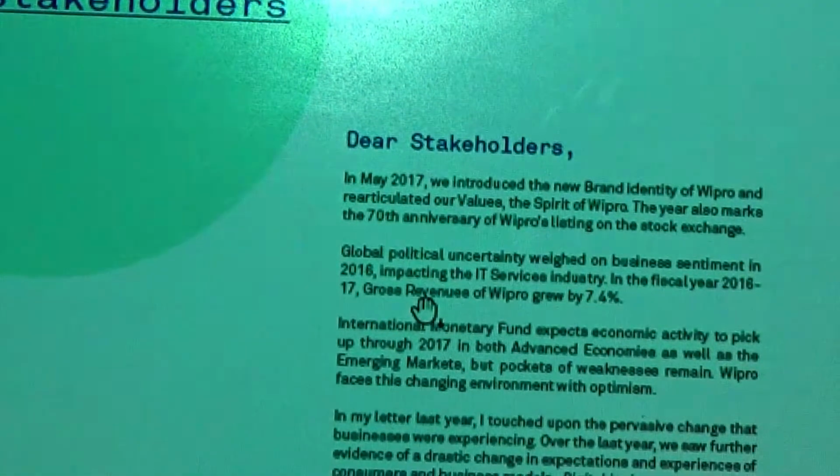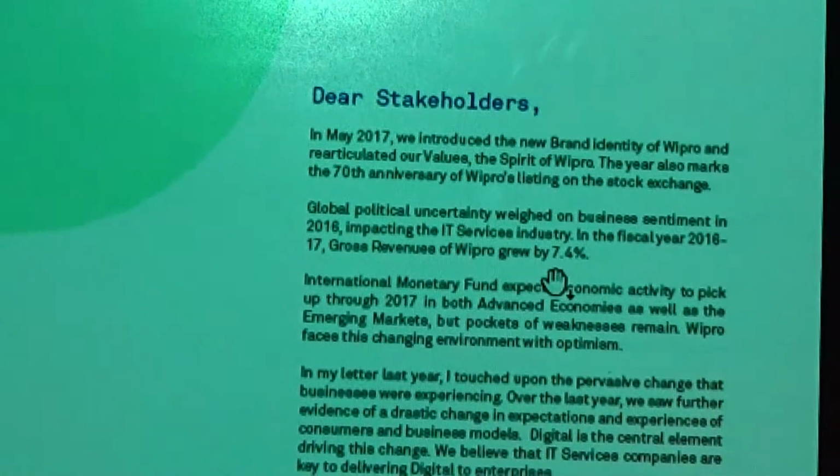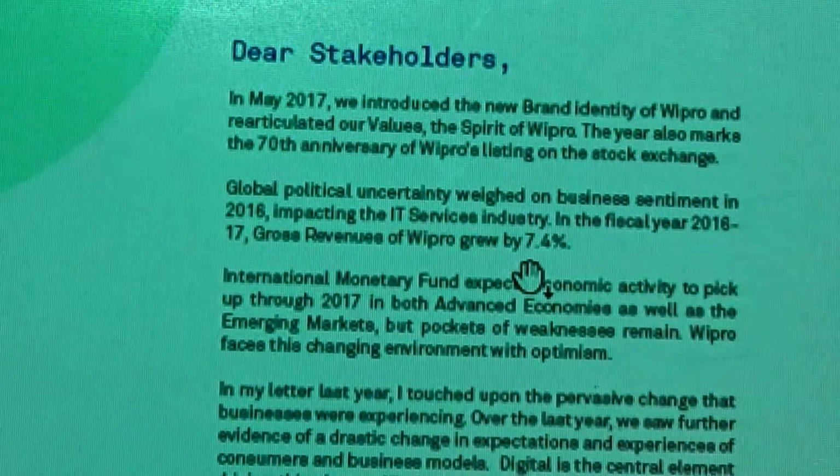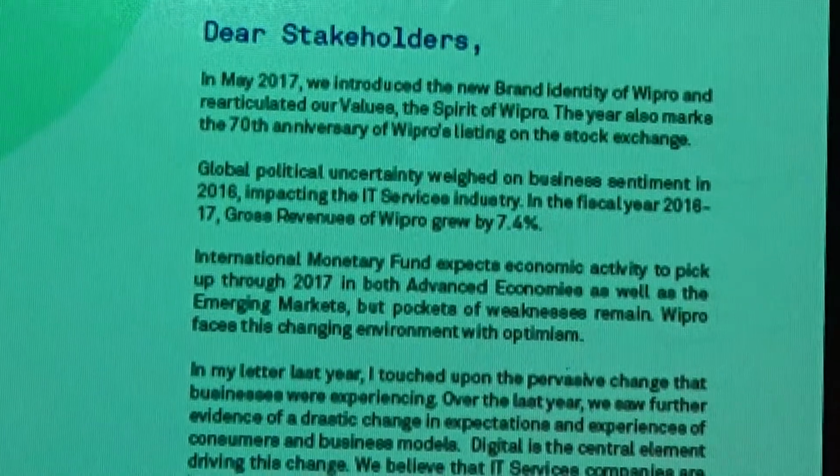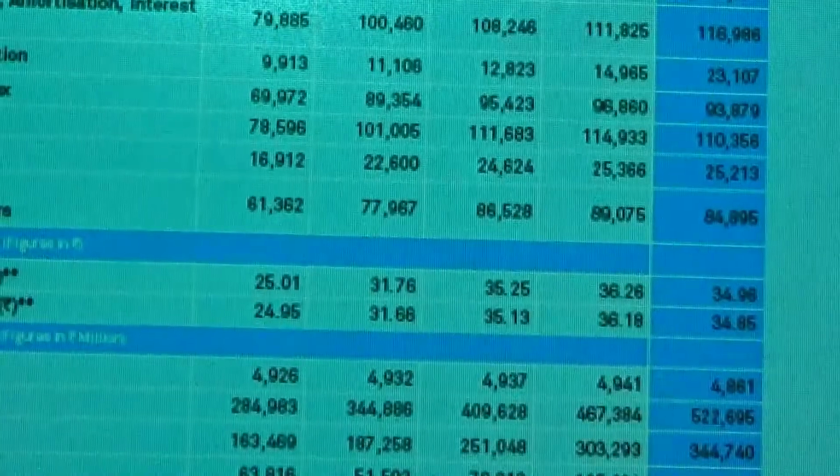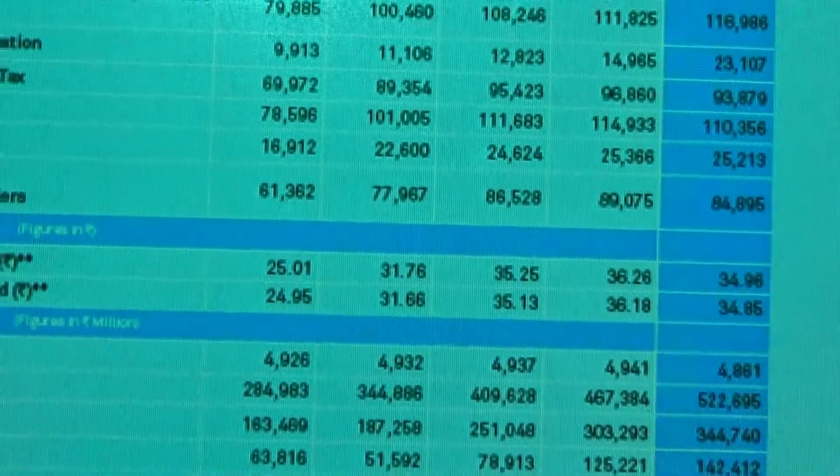The revenue growth has been almost 7.4%. The revenue has grown by almost 7.4%. You can see here the revenue growth.